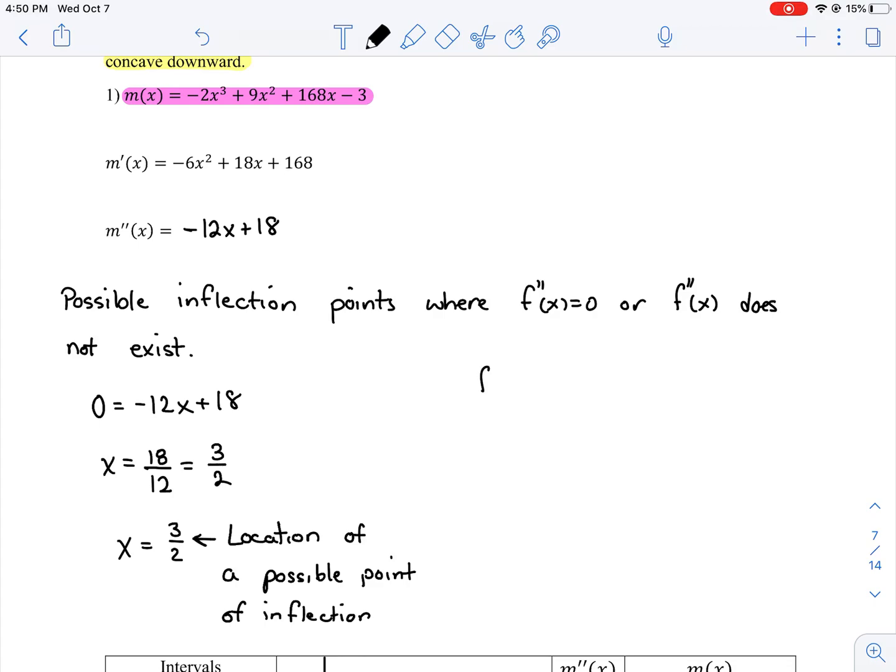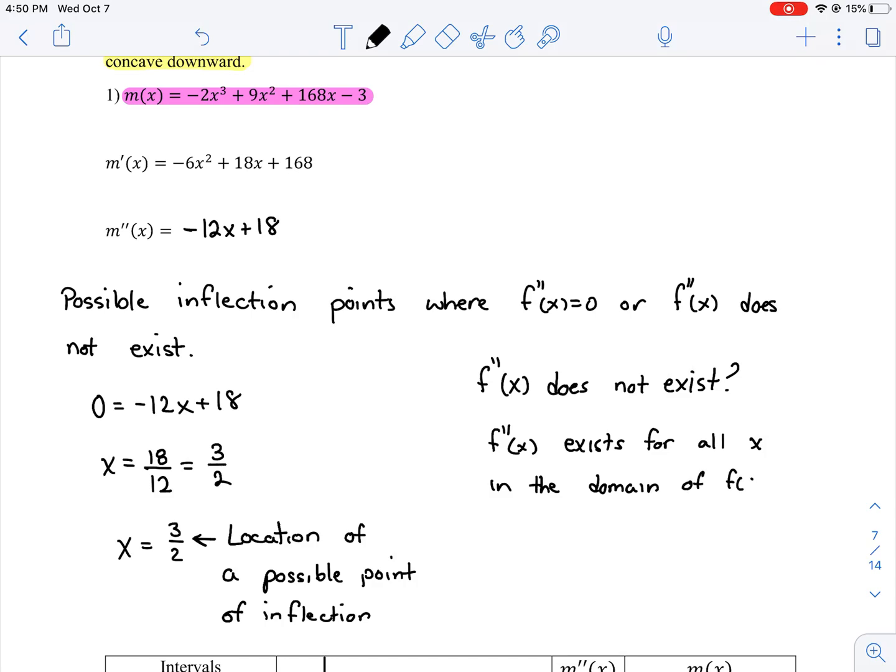Okay, so how about the question, second derivative does not exist? Well, in this case, the second derivative exists for all x in the domain because the second derivative is linear. All right, so the only possible point of inflection is at 3/2.